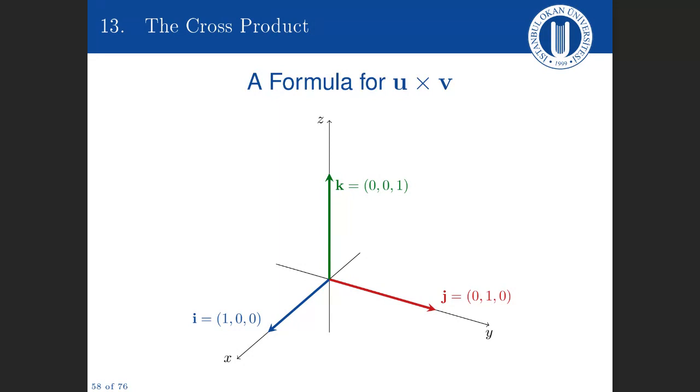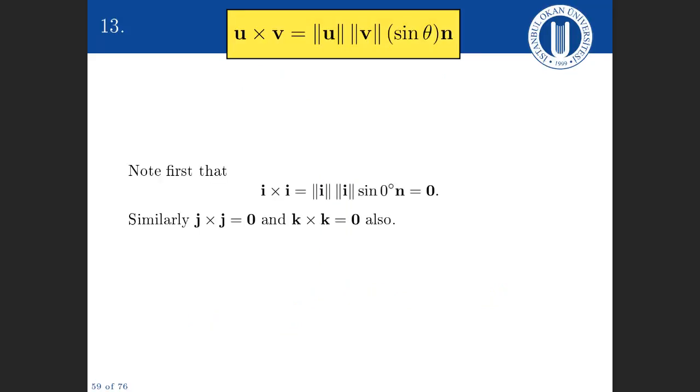Let me remind you of the three standard unit vectors, i, j, and k. What do we get if we do i cross i? Well, that's norm of i, norm of i, the angle between i and i is, of course, 0, so sine 0, multiplied by some unit vector n. But sine of 0 is just equal to 0. So we just get the 0 vector. For the same reason, j cross j is 0 and k cross k is 0.